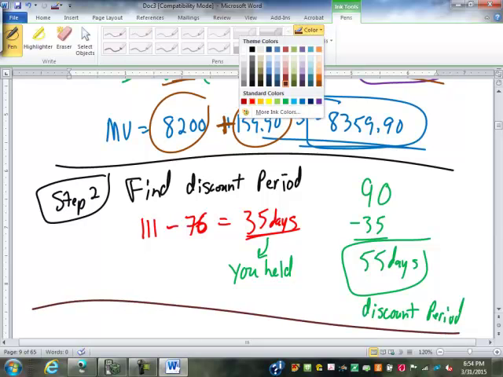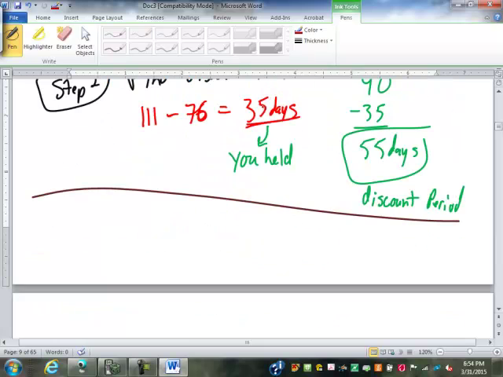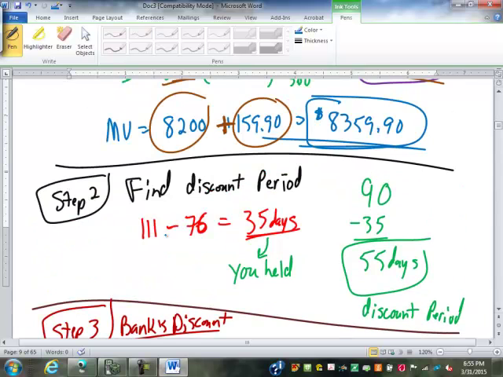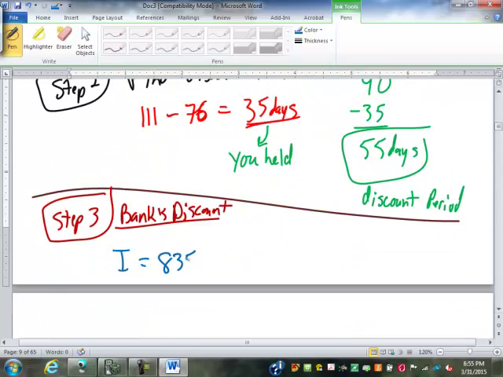So then, step 3 is to find the bank's discount. The bank's discount. Interest based off of that maturity value, $8,359.90. Everybody understand where the $8,359.90 comes from? That is what this note will be worth at the time the bank gets to collect it, or the maturity value of the original note.